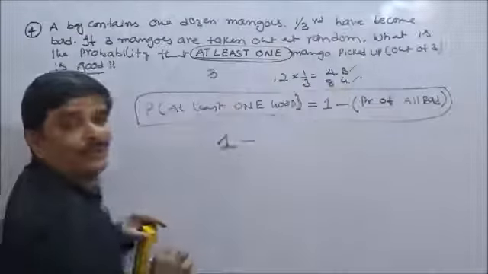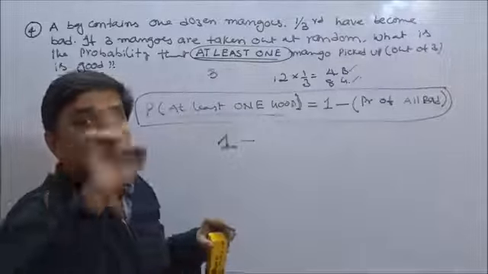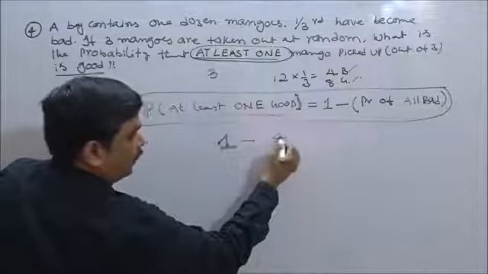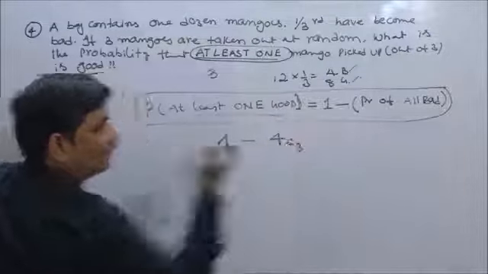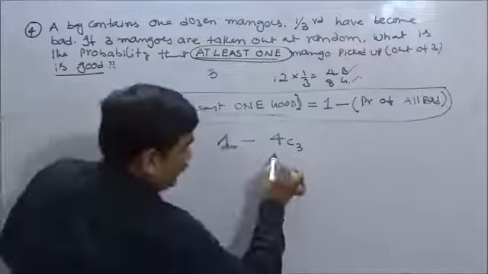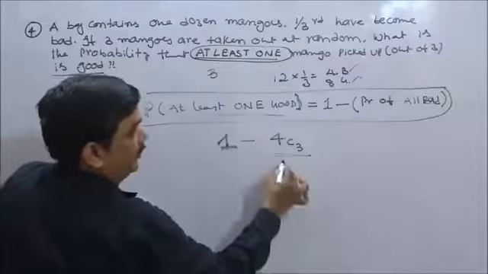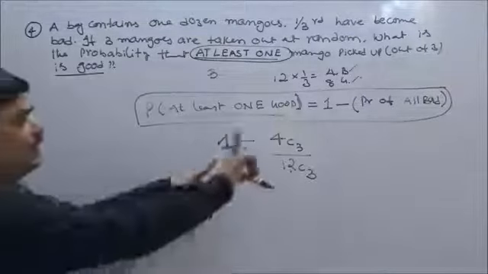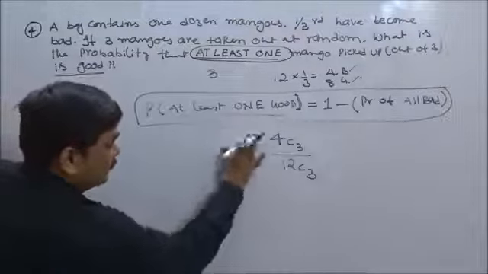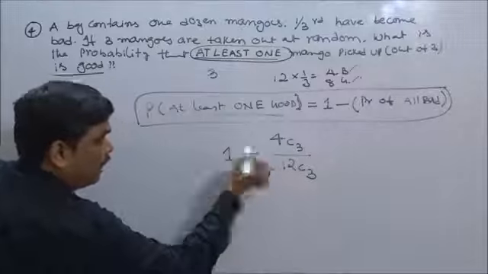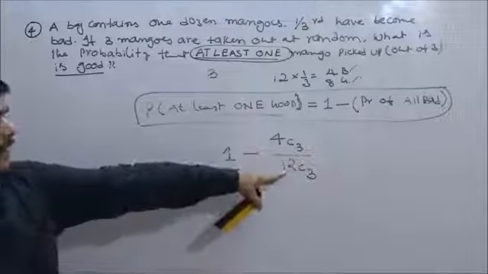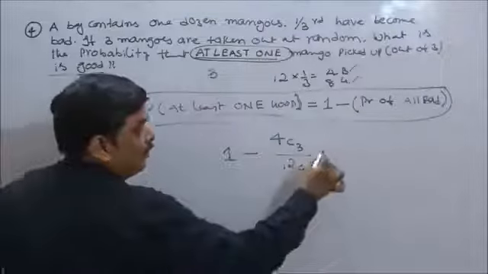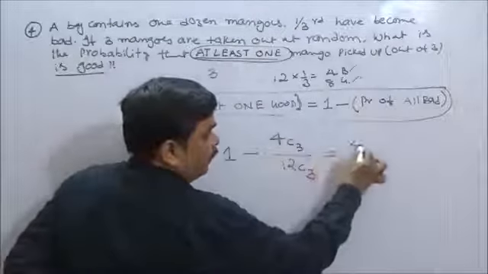Bad means this is 4. From these 4 only I have to consider. It should be 4C3, all the 3, divided by how many are there here? 12C3. Just simplify this one, students, right? It should be in this way: 1 minus 4C3 divided by 12C3. Right? So what is 4C3? 4C3 is nothing but 4 only.